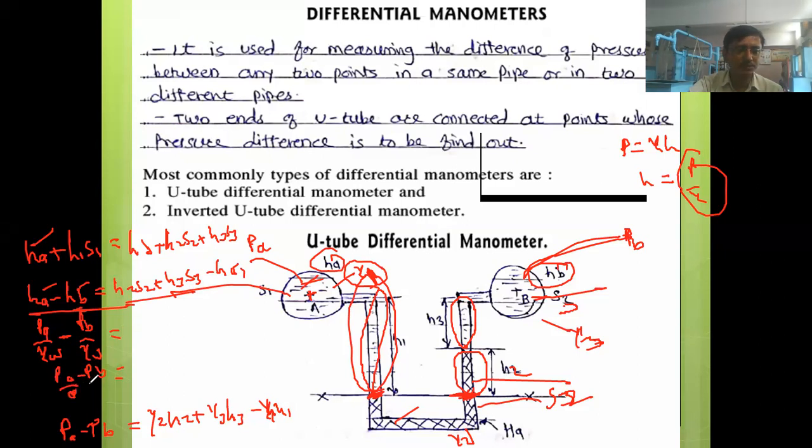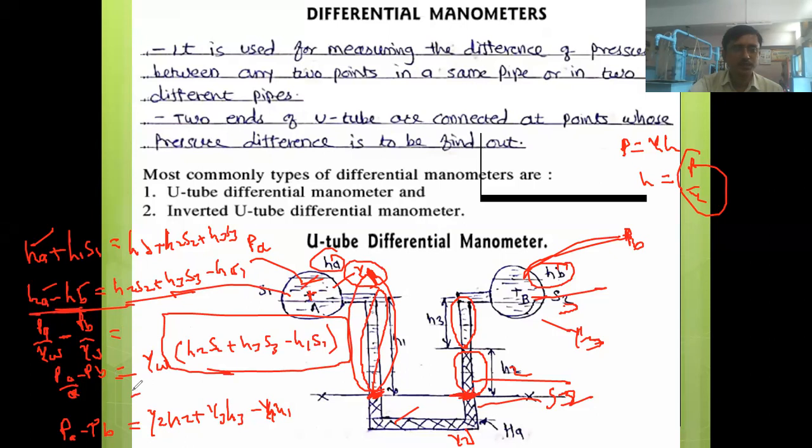This gamma W can be taken to the RHS, and we can write this equation as gamma W into (H2S2 plus H3S3 minus H1S1), bracket complete. Actually, this part is nothing but HA minus HB, right? So instead of writing this part, I can write HA minus HB into gamma W. Therefore, PA minus PB is equal to HA minus HB into gamma W.